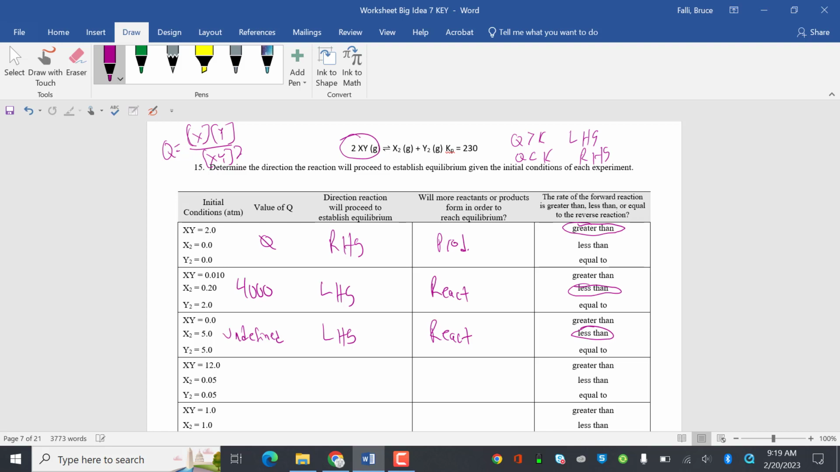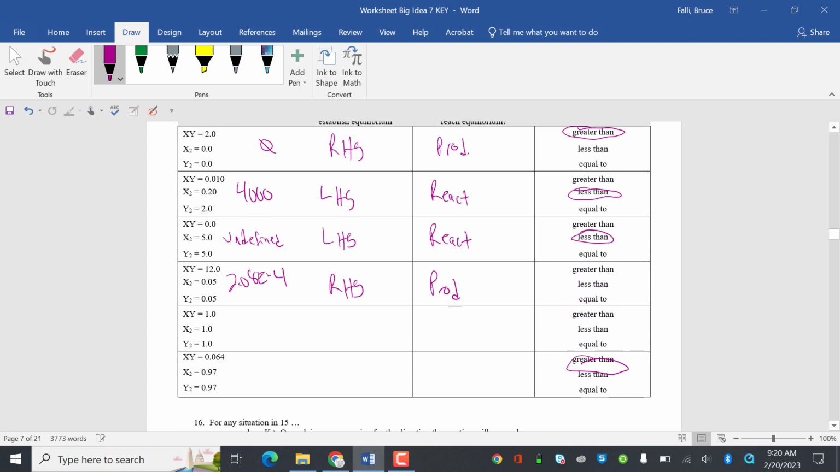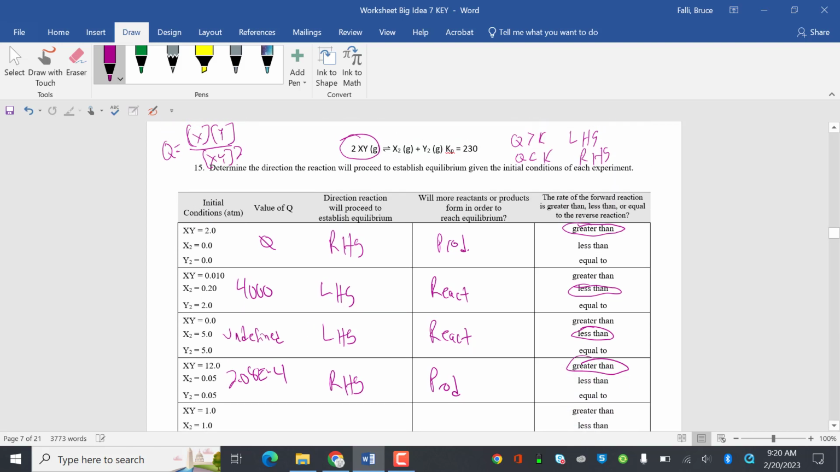Okay, so here we go. X times Y, 0.05 times 0.05, enter, divided by 12. 2.08 e negative 4. That's less, Q is less than K, so it's going to shift to the right-hand side. Shifting to the right-hand side, products are favored. And if products are favored, the rate of the forward is greater than.